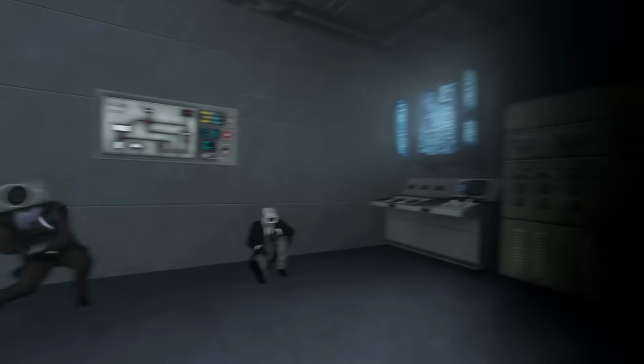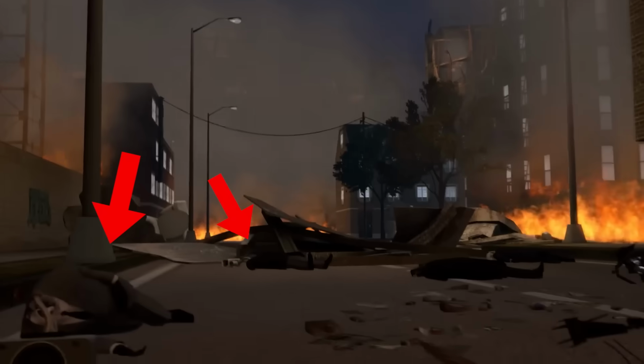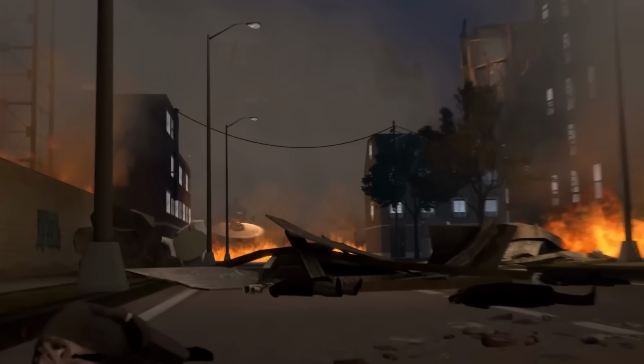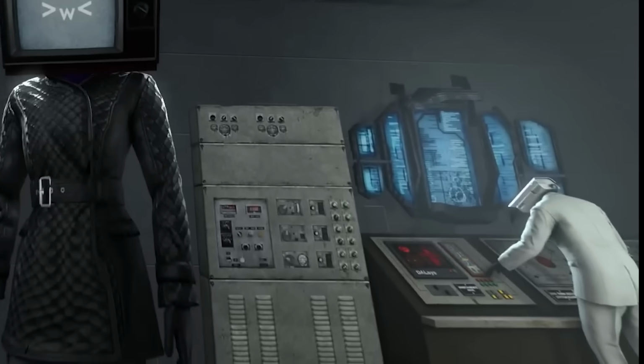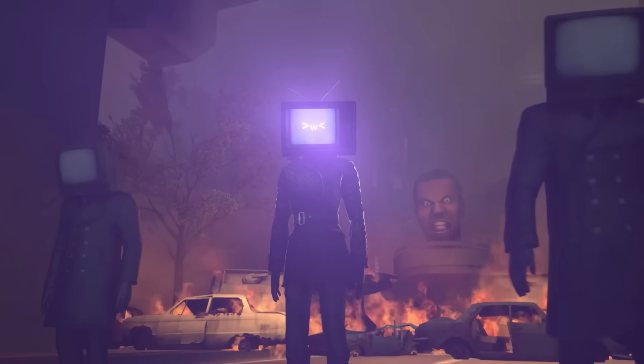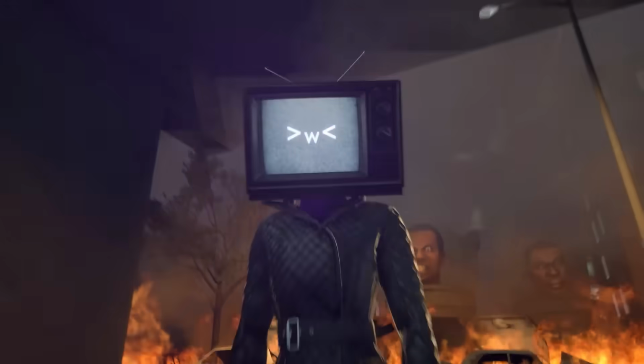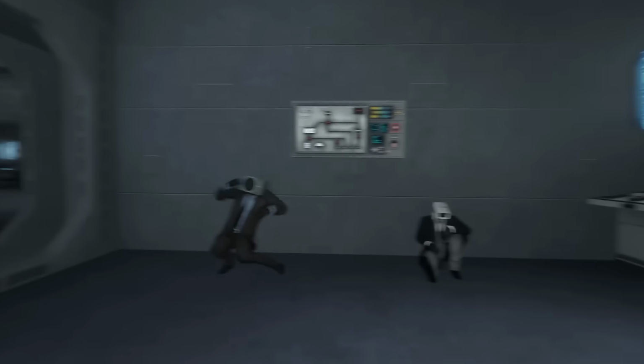By the way, Speakerman and Cameraman are exactly where they lay in relation to us in the last location. Maybe the scientist restored them by pressing a button, or maybe they were restored by another TV man during teleportation. Either way, I just noticed the similarities. It's just my guess.